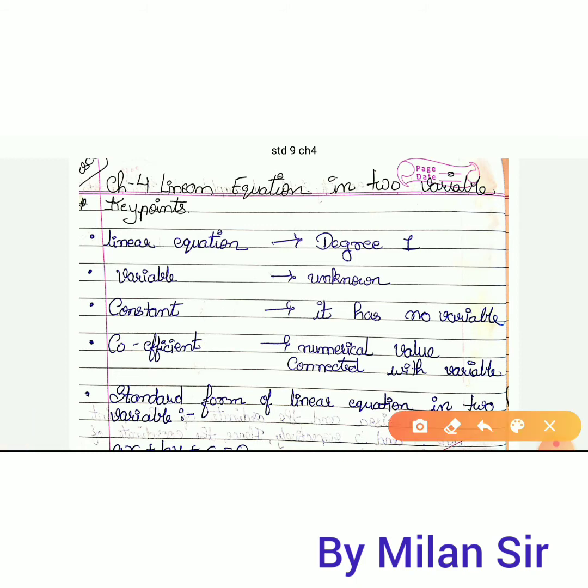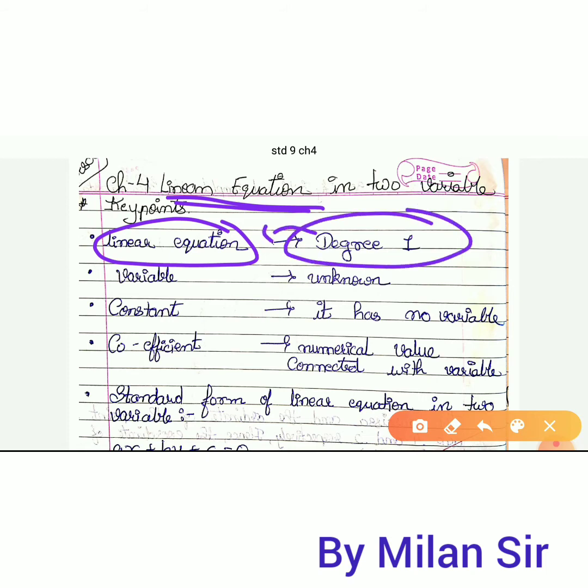First of all, linear equation. What is a linear equation? If any equation has degree 1, it is called a linear equation. Now, degree means what? Degree means the highest power of the variable. We already learned these things in chapter number 2, right?